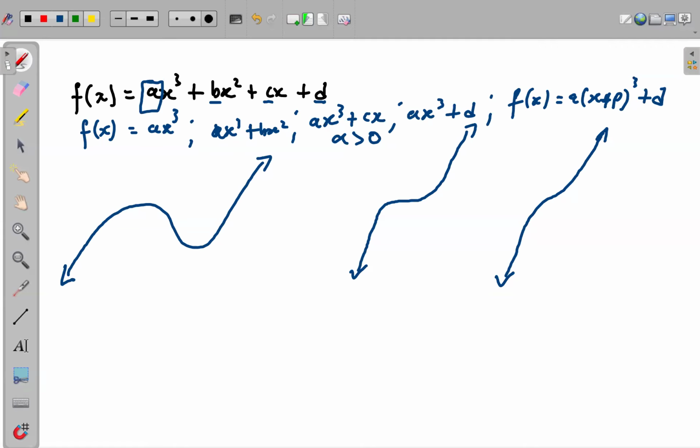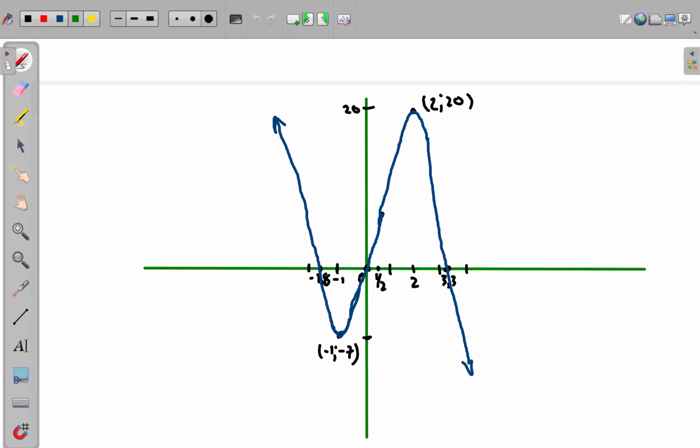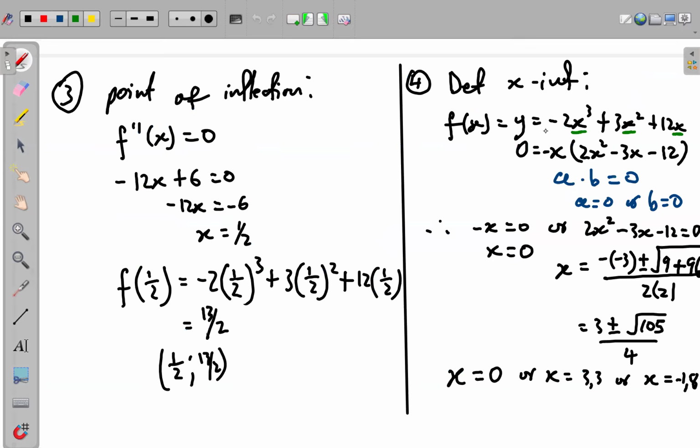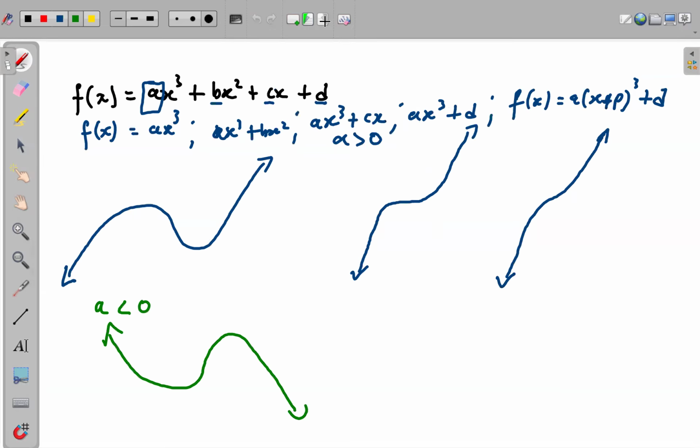Obviously then a negative would mean the opposite. So this one, instead of increasing, it goes like this. And if you think about it, that's the graph that we just dealt with. And indeed, let's check, is a negative? Yes, the coefficient of the cubed term is negative. So if a is negative, you've got to get that. And then this one also would go down like that, almost the same here. Okay, like that, you get the idea.